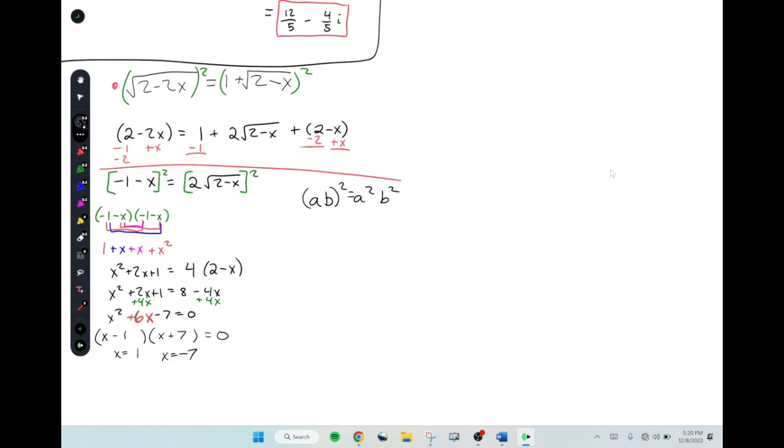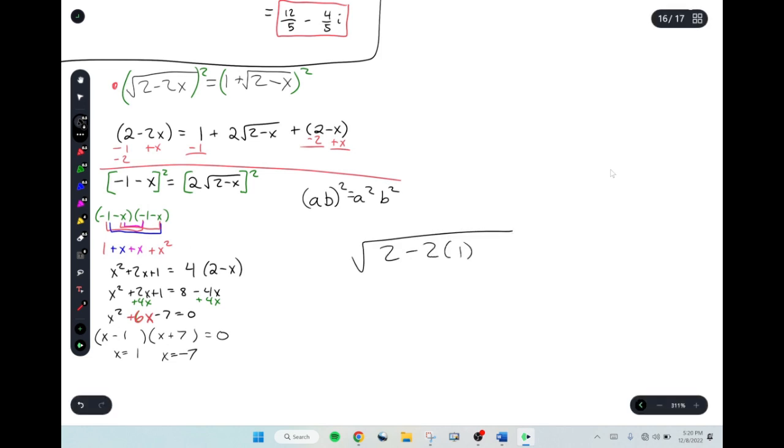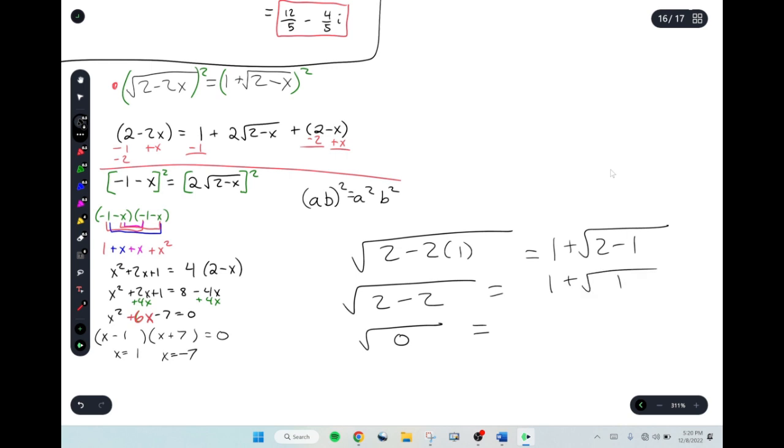Well, it's not undefined. I'm telling you, that's it, because watch this. We're going to go back and check. Root 2. Well, this one's easier. Look, it's a 1. That's root 2 minus 2, that is root 0. Does that equal the other side? 1 plus root 2 minus 1. 1 plus root 1. What is that? It's 2? What? Oh, crap. That is not right. So it doesn't work. Negative 7. Which one is true?